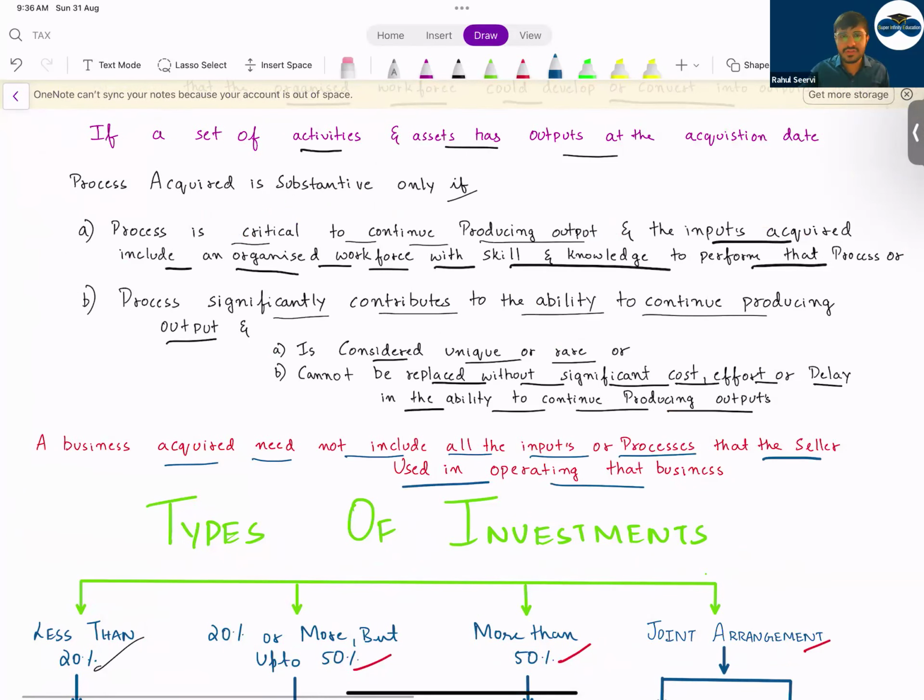Now see, a business acquired need not include all the inputs or processes that the seller used in operating that business. If I'm acquiring a business today, let's take Reliance has a lot of subsidiaries. Out of that, they have 4 to 5 businesses, and out of that I'm purchasing one. It's not compulsory that I purchase the overall business. If I'm purchasing a part of the business and that part of the business has input, process, output, no issue. It becomes a business combination.